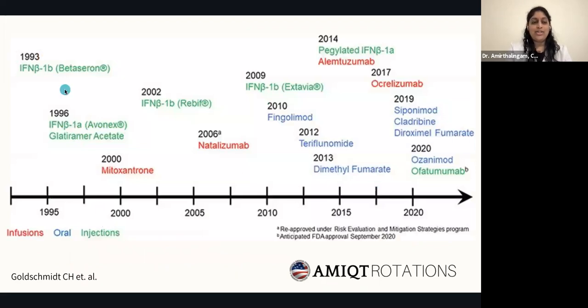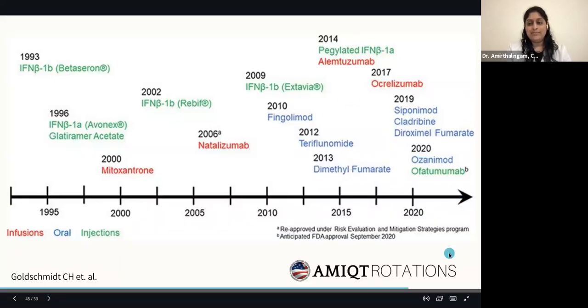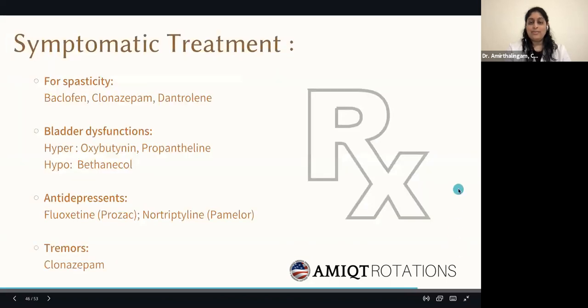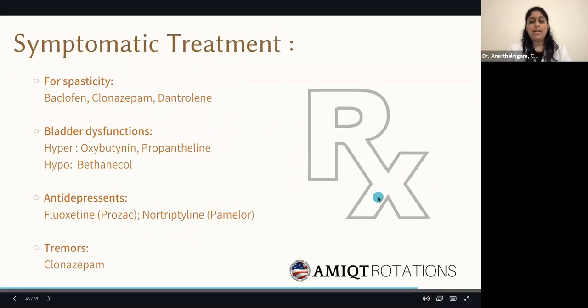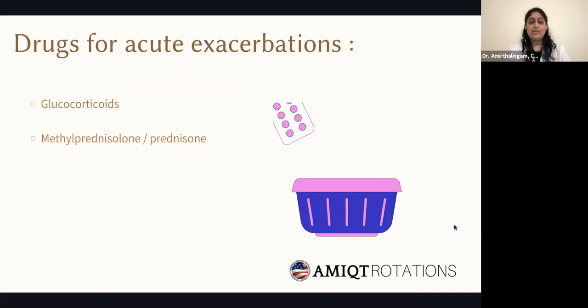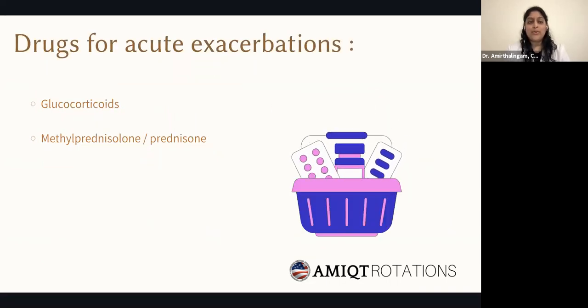And this is just a timeline showing that Betaseron in 1993 was one of the first medications approved, and they were injections, so green are the injections. And as we've progressed over time, we have now come to more and more oral forms of medication for multiple sclerosis. For symptomatic treatment, whenever we have patients presenting with spasticity, bladder dysfunction, any of these medications can be prescribed depending on their symptoms and, of course, their other medical conditions. And for drugs for acute exacerbations, glucocorticoids, methylprednisolone, and prednisone can also be used.